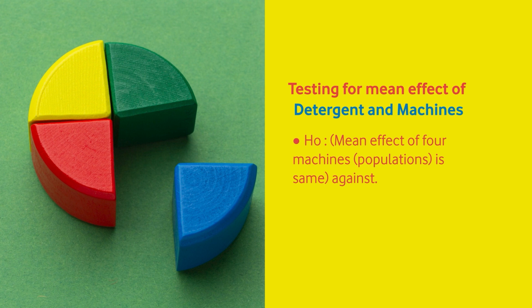Another is with regard to the machine. In this case, the null hypothesis is that the mean effect of all 4 machines is the same, against the alternative hypothesis that not all means of the 4 machine populations are the same. So here we will be testing 2 different hypotheses, one relating to the equality of the detergent means, another relating to the mean effect of the 4 machines. How do we do that?